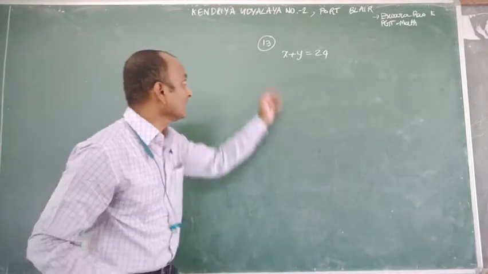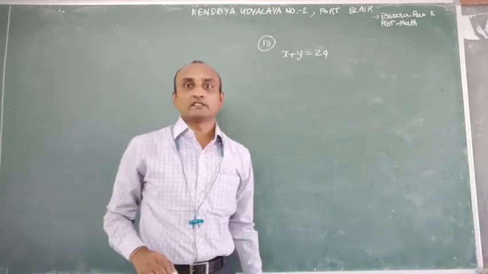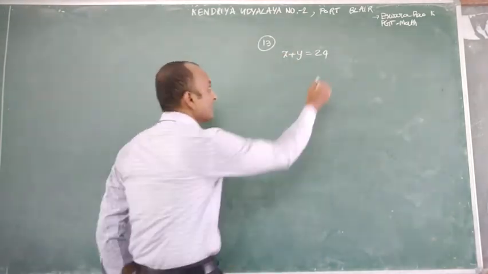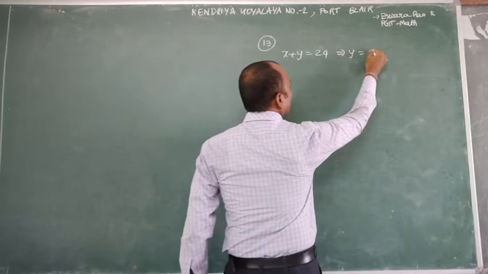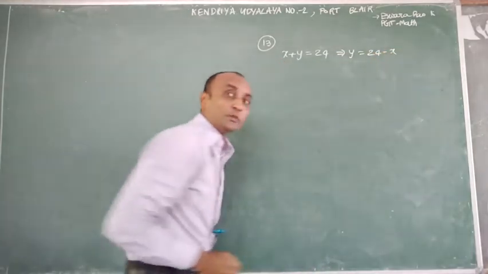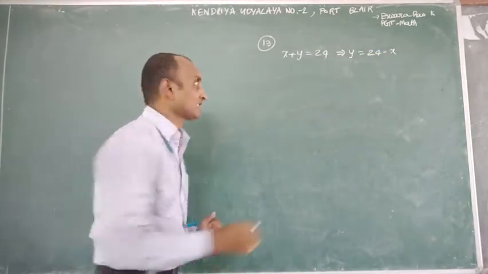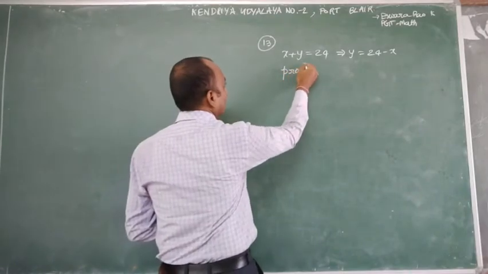So, I am just taking the two numbers as x and y. So, x plus y is equal to 24. Then, immediately, what is y? y is 24 minus x. So, what is to be maximized? The product is to be maximized. Let us take the product as x into y.